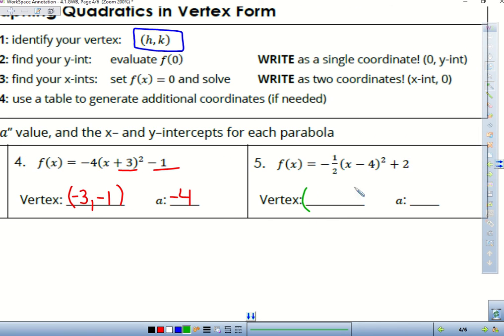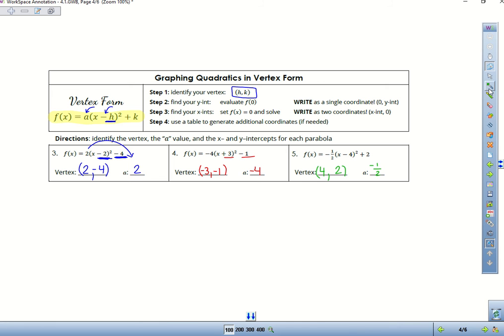So what's the vertex going to be for this one? (4, 2). Good. And the a? -5. Good job. So how does everyone feel about identifying the vertex and the a value? Good? You ready to try a problem with it where we graph?